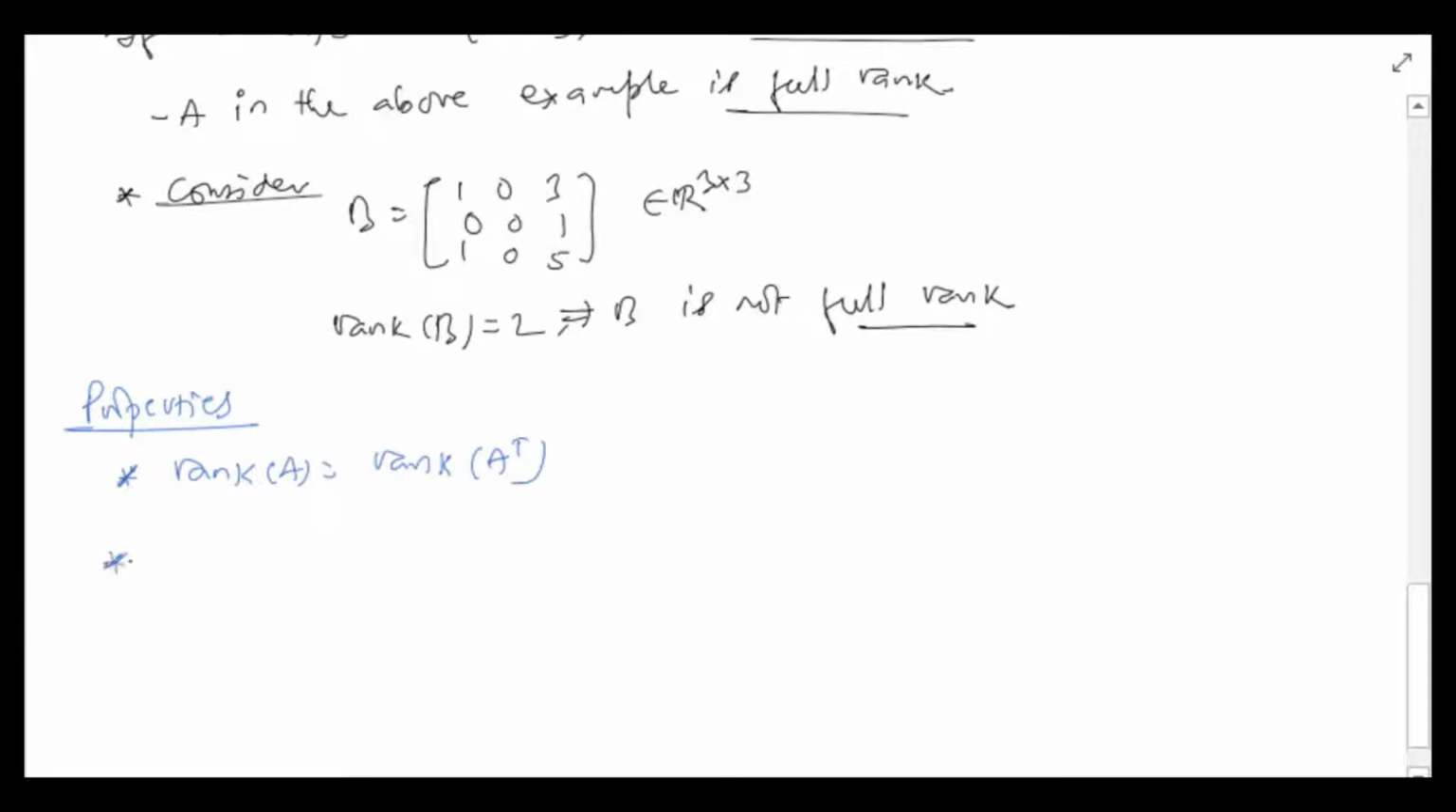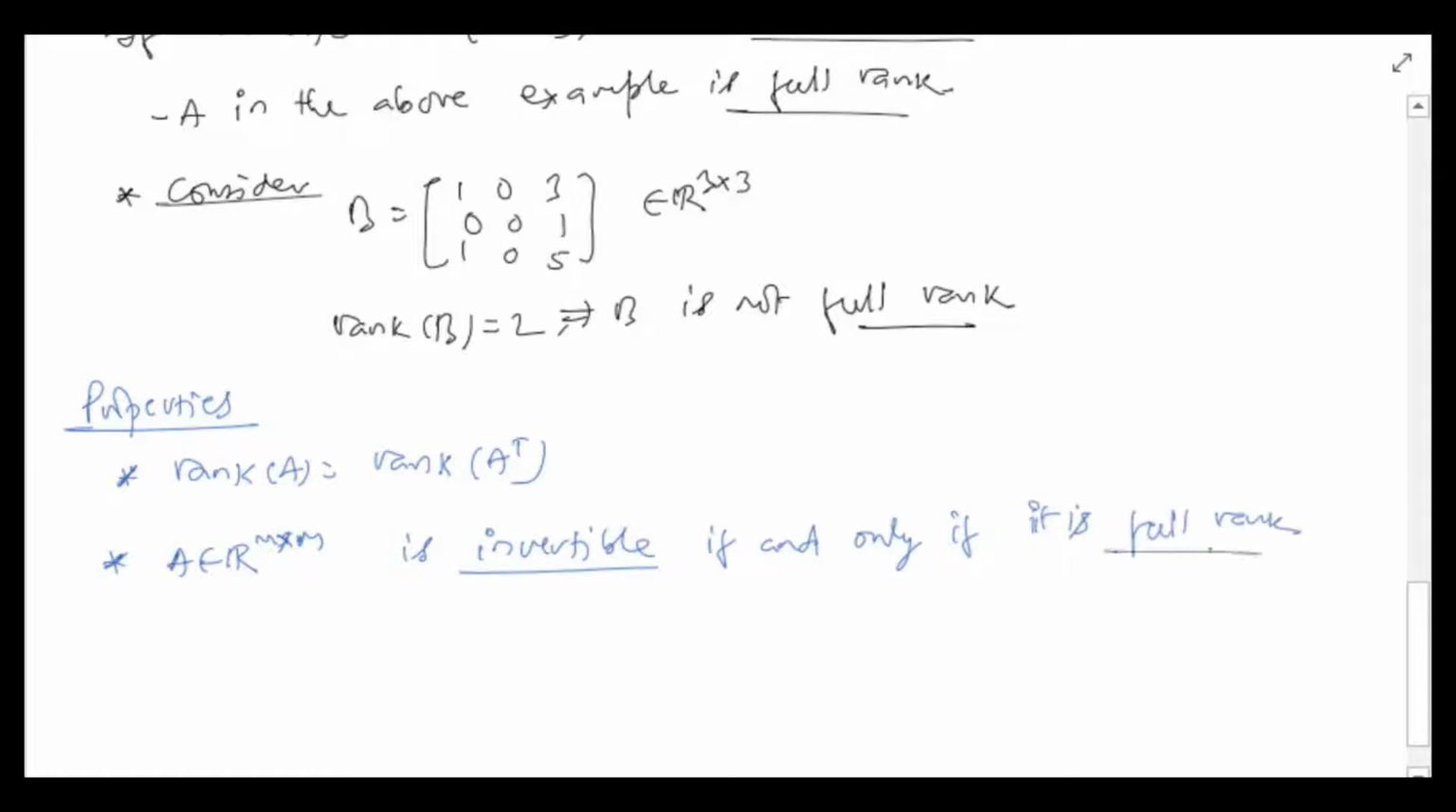Then the next property is a square matrix A is invertible if and only if it is full rank. For example, the matrix B in the above example is not invertible.